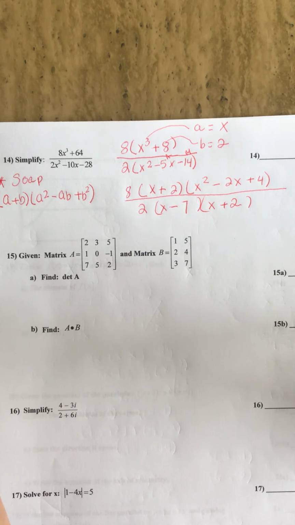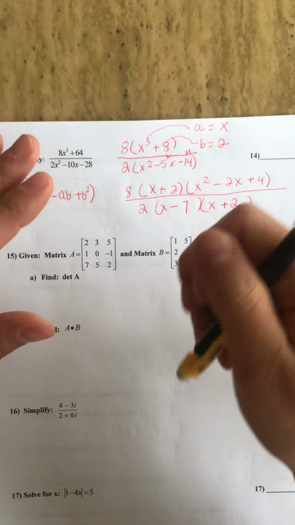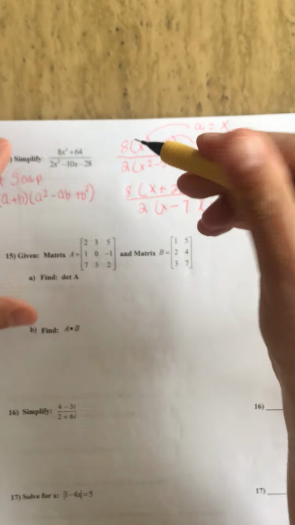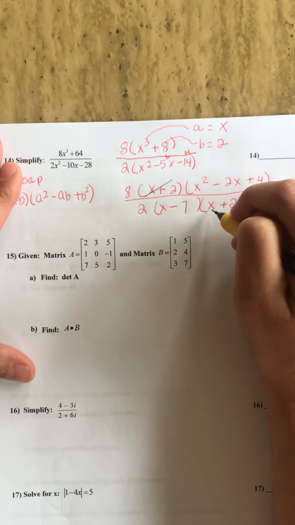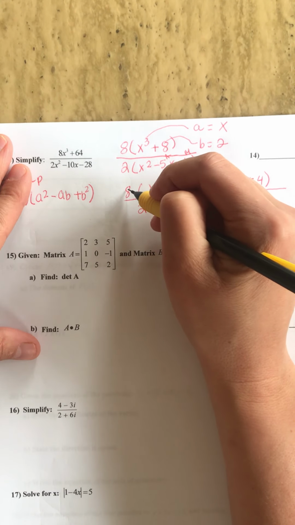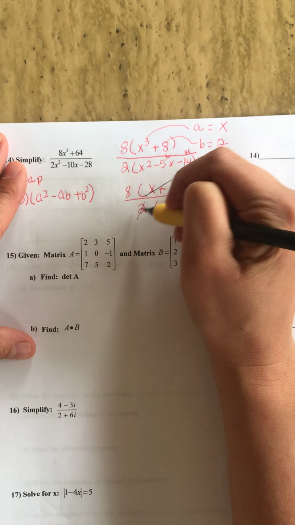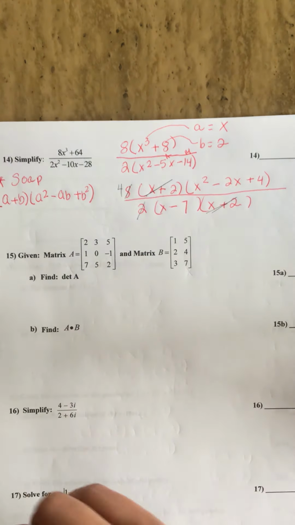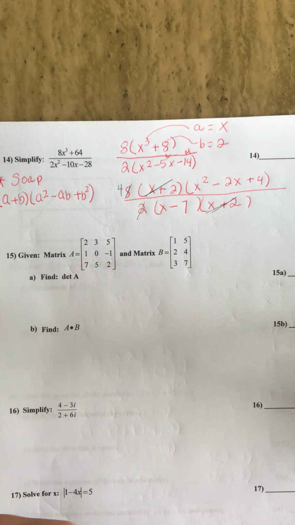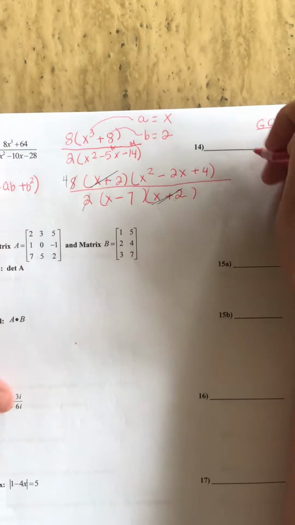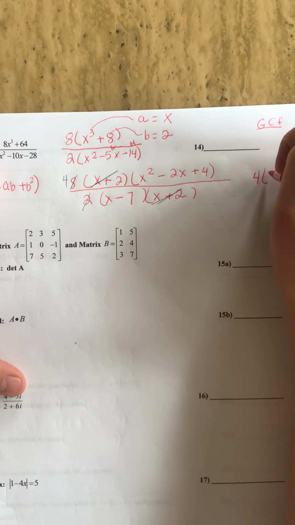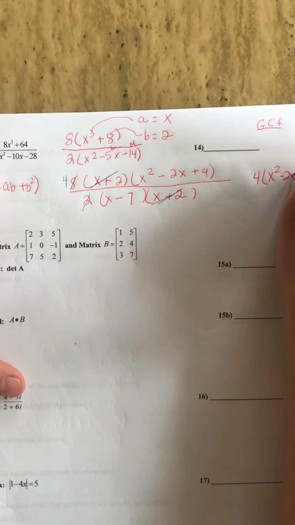Okay, from this point we can start to do some canceling. So you guys can see that we can cancel this here, any numerator with any denominator, x plus 2, x plus 2. You can also 8 divided by 2, that gives me 4. Okay, once I'm done with that, there's nothing else I can cancel, so my final answer is 4 times x squared minus 2x plus 4 divided by x minus 7.